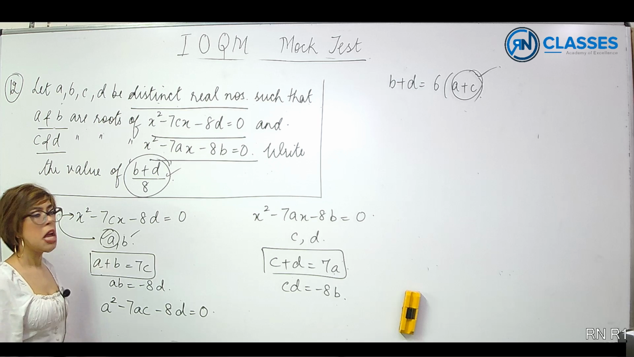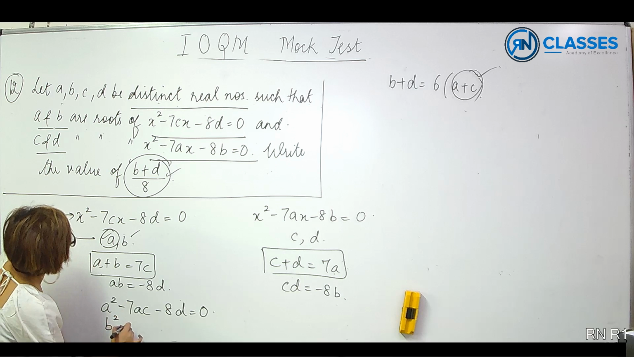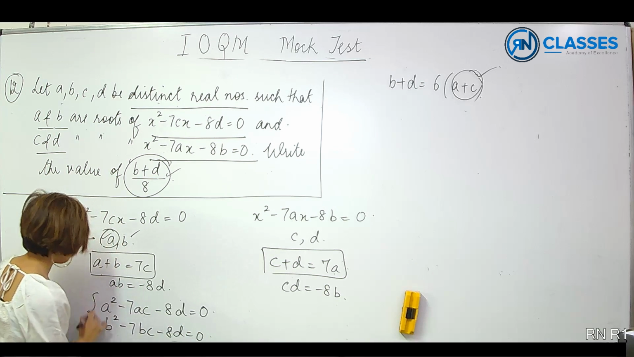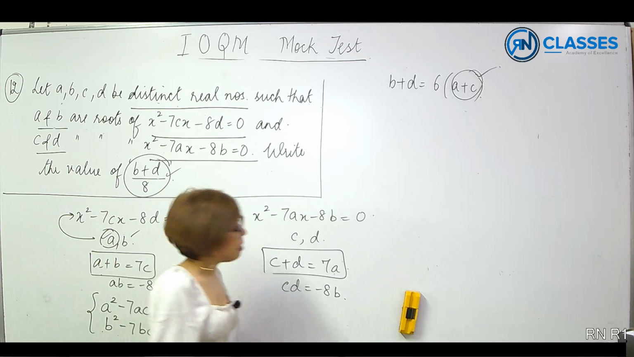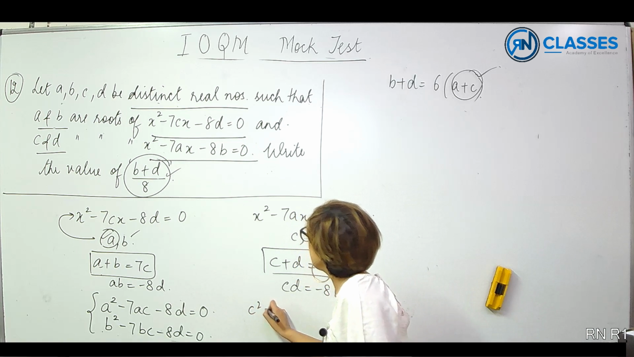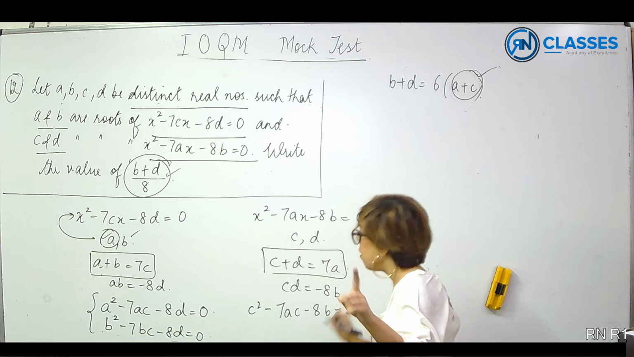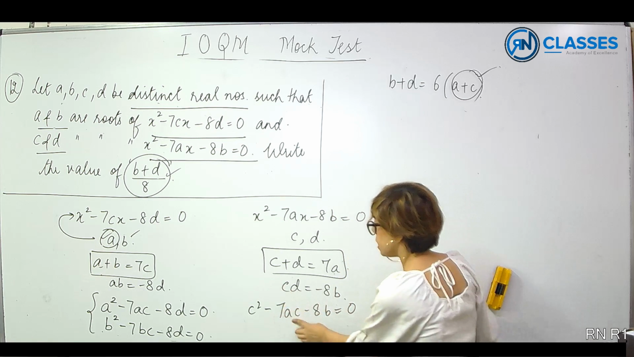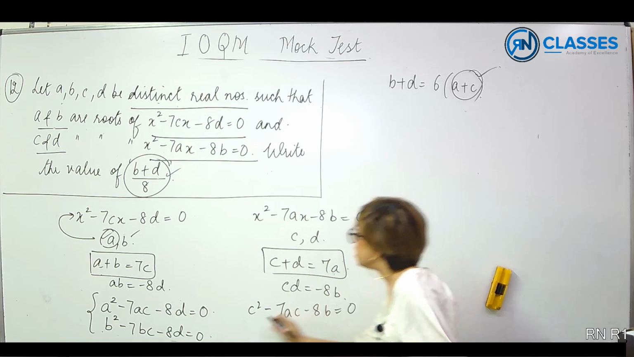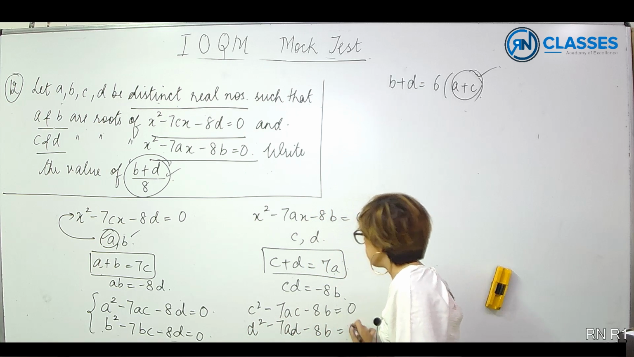Okay. Let me just write it. And we also know that B is a root. So that means it should satisfy B square minus 7bc minus 8d equal to 0. Right? Let's see. Maybe I can use it or not. Let me write for this thing also. Now C is the root. So that means C square minus 7ac minus 8d equal to 0. Wait a second. AC. Maybe. Let's see what happens. Let me put D also. So D square minus 7AD minus 8 equal to 0.